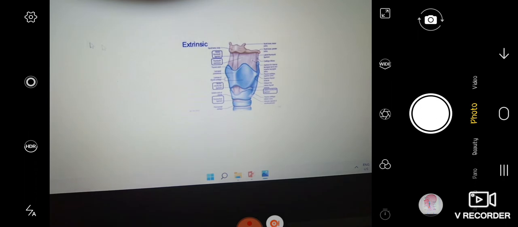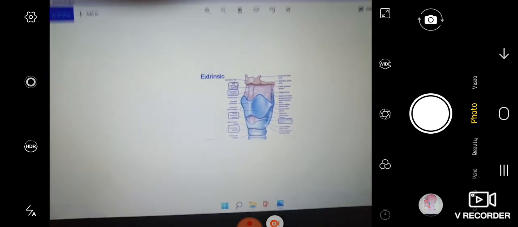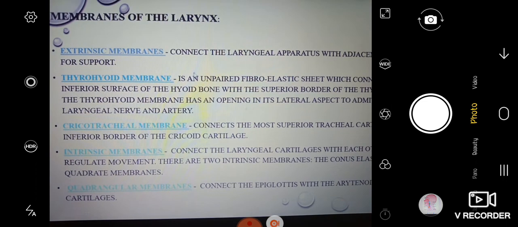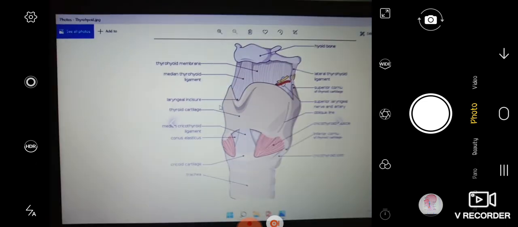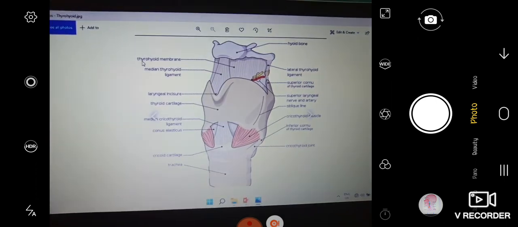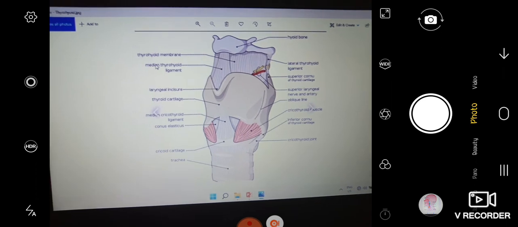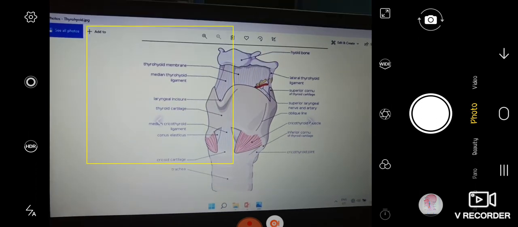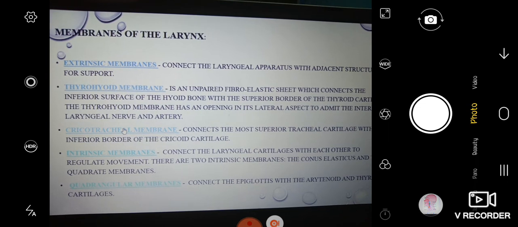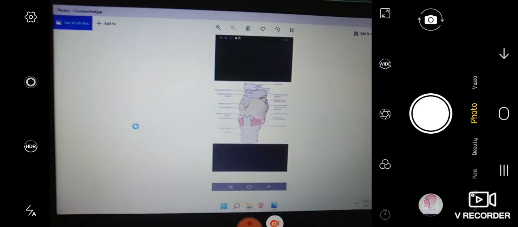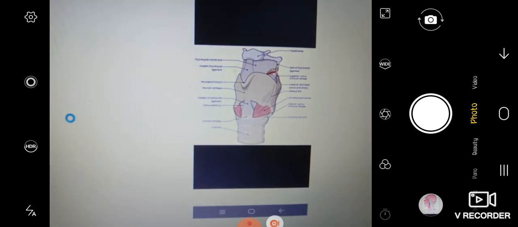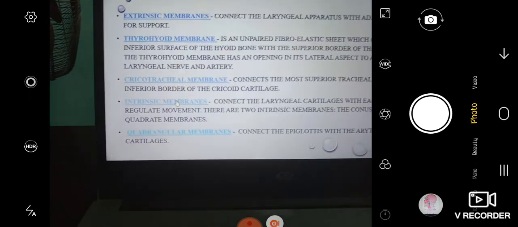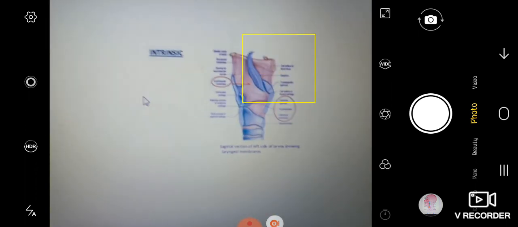And the intrinsic membranes, these are the intrinsic membranes we can see in the illustration. At the last one, the quadrangular membrane. We can see it in this part. Those are the different membranes of the larynx. First, we have the extrinsic membranes, the thyroid membranes and the cricotracheal membranes, and then the intrinsic membranes, which include the quadrangular membranes.